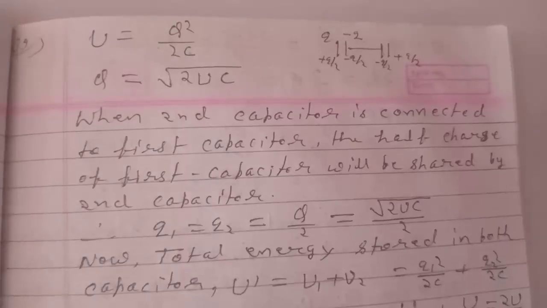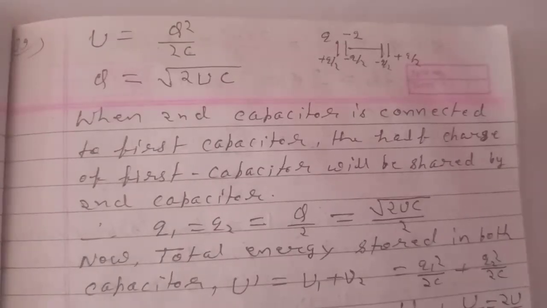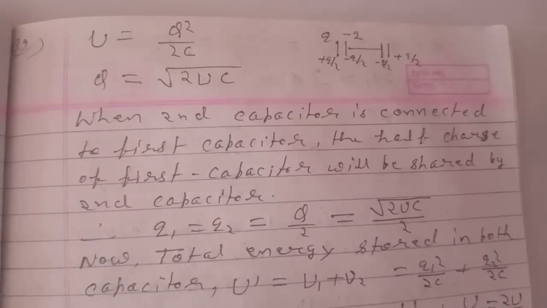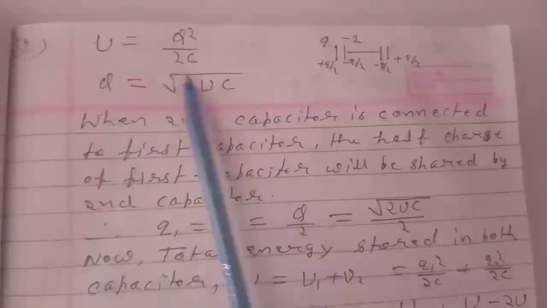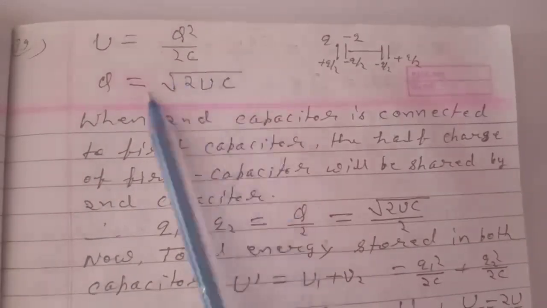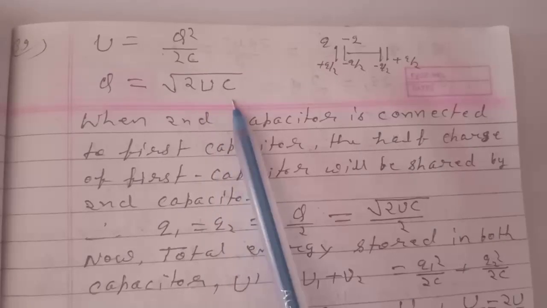Question number 39. A capacitor with a stored energy of 4 joule is connected with an identical capacitor with no electric field in between. Find the total energy stored in the two capacitors. We have U equals Q square by 2C. So Q will be under root 2U into C.